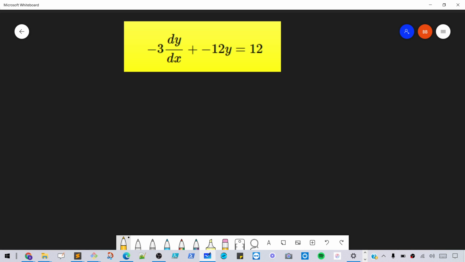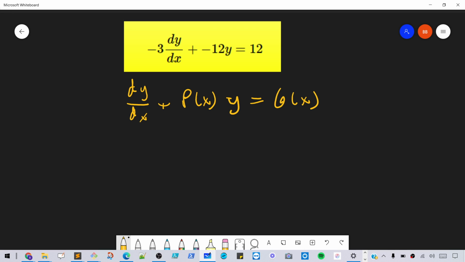So I have on the board here a linear first order differential equation. And the first thing I want to do is get this in the right form. And let me show you what that is. So we want to get this into the form dy/dx plus p of x, which is some function of x, y equals g of x. And this will be our form for a linear first order differential equation.